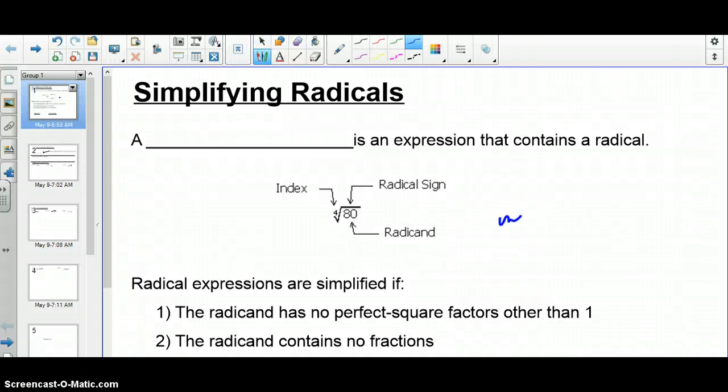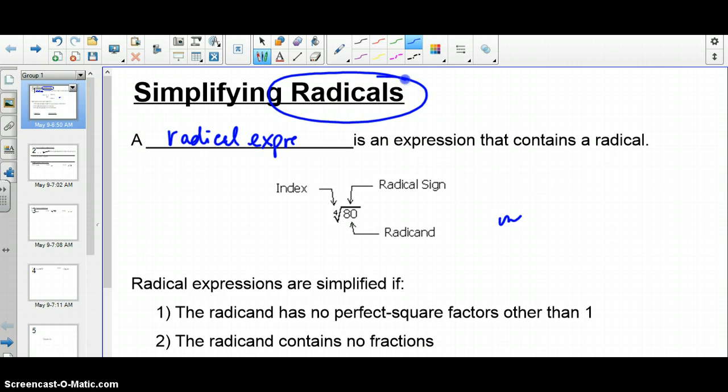All right. The next unit that we're going to be looking at are radicals. So we're going to be simplifying, adding, subtracting, dividing radicals. Some of this you might remember from last year. A radical expression is just some expression that contains a radical. And we've done a little bit of this.